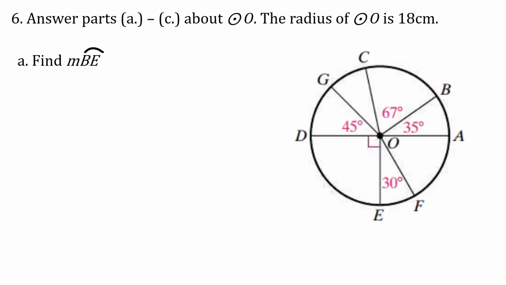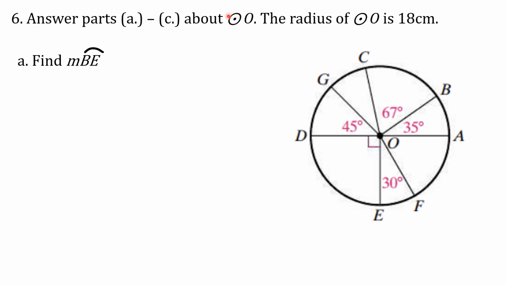Okay, so here we have an example. Sorry for the quality of this picture. It's not very good quality, but I did redo it for the homework, so the one on the homework has better quality. So it says answer parts A through C about the circle O. I'm not sure why they would name the circle O. That seems like a terrible name for a circle.